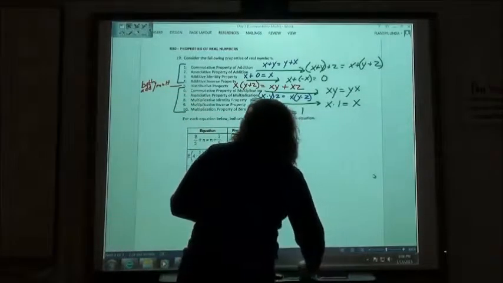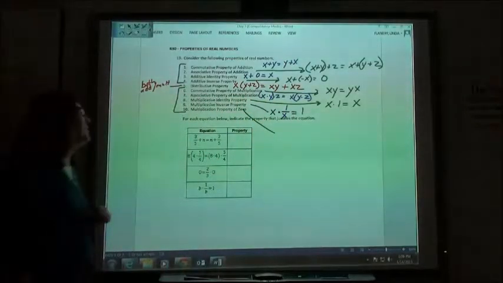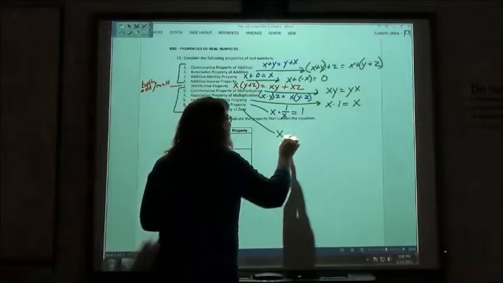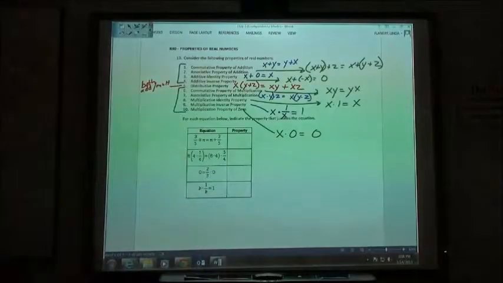And the last property is the multiplication property of 0, which is pretty much like it sounds. If I take a value times 0, I'm going to get a 0. Anything times 0 is equal to 0.